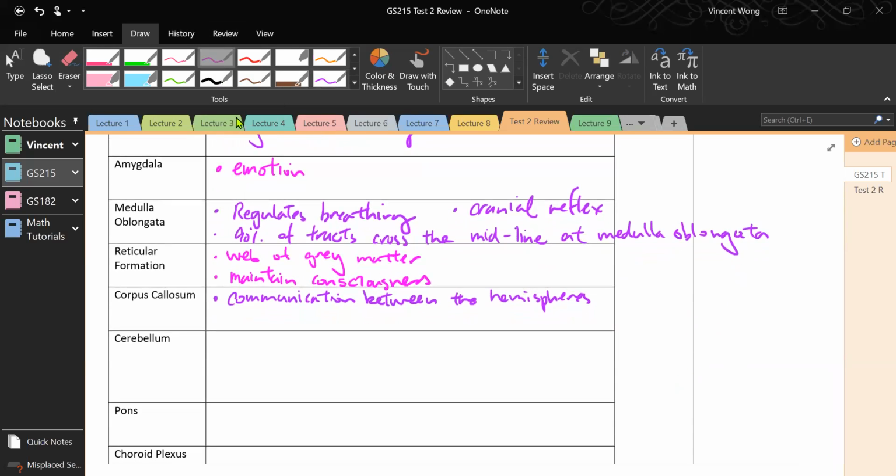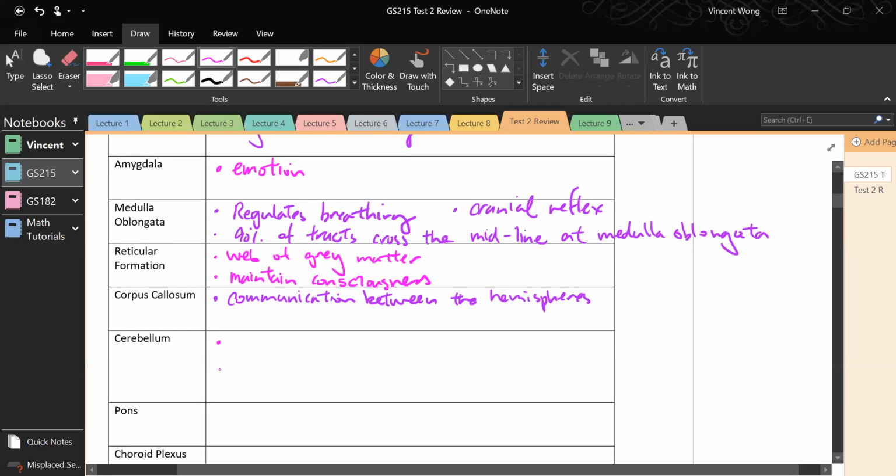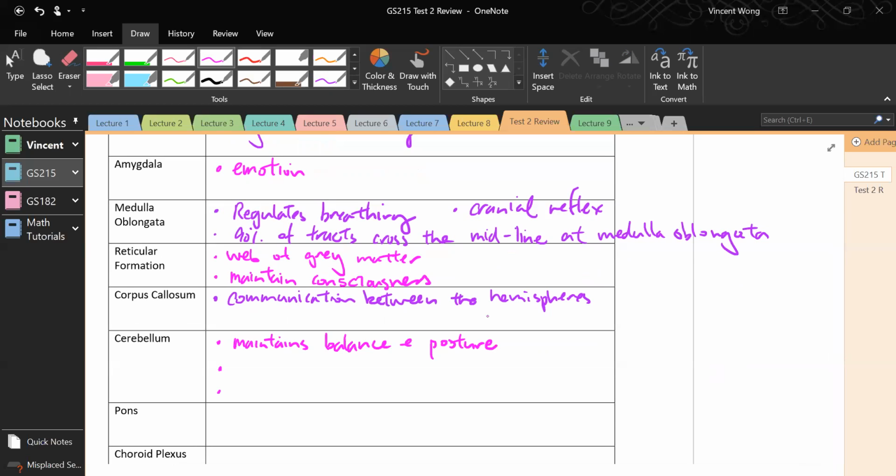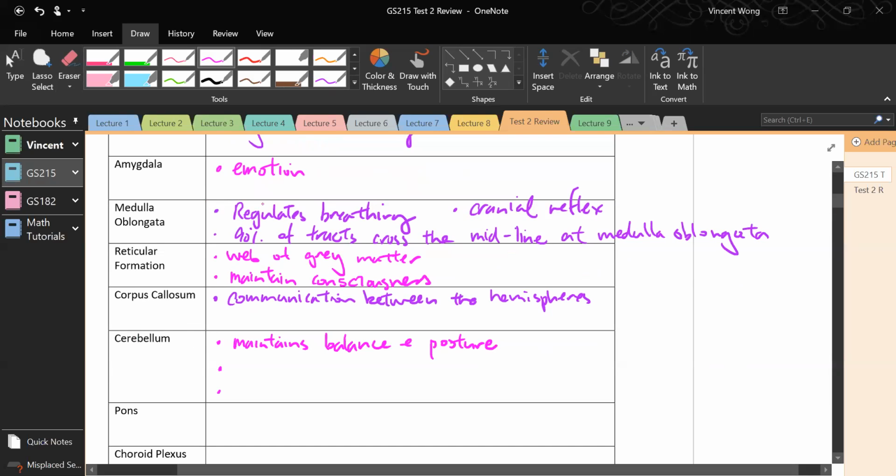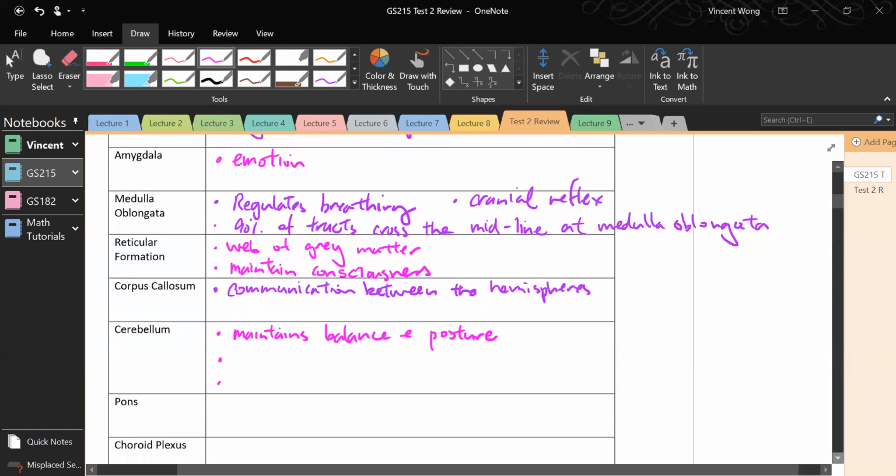All right, next one, we have the cerebellum. Cerebellum has three major functions. Number one, it maintains balance and posture, right? Just by sitting there at your chair right now, you're not slouching over to keep you upright in that position. For example, your back muscle has to contract continuously, and all this happens without conscious thought because your cerebellum is doing its job.